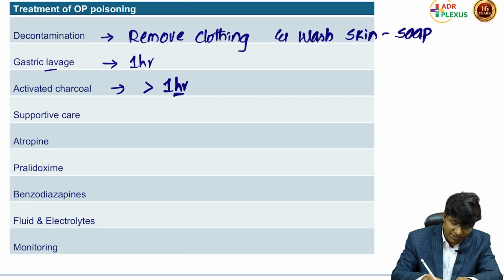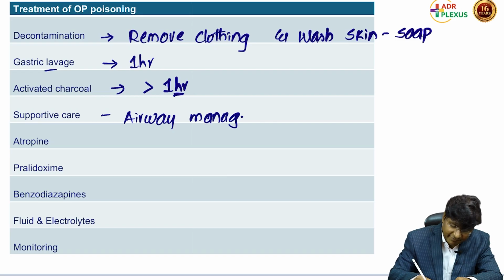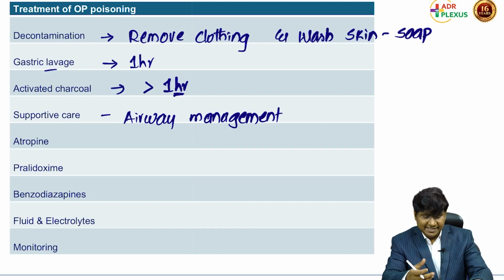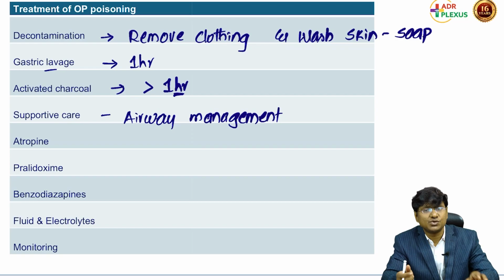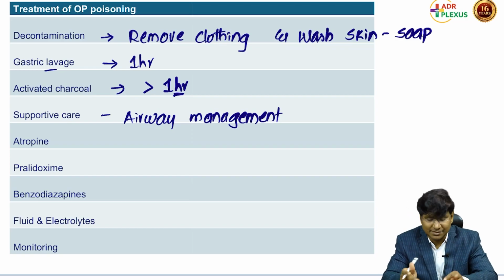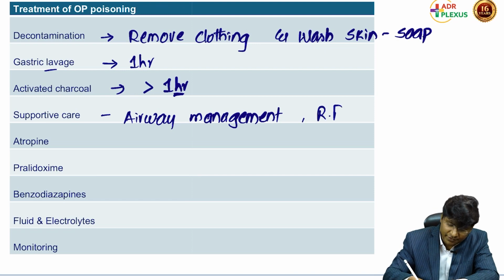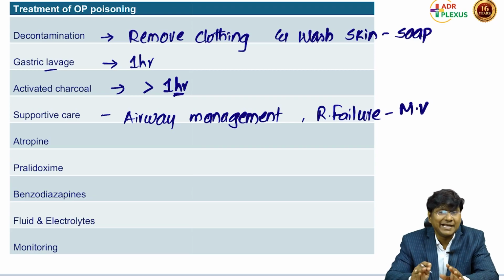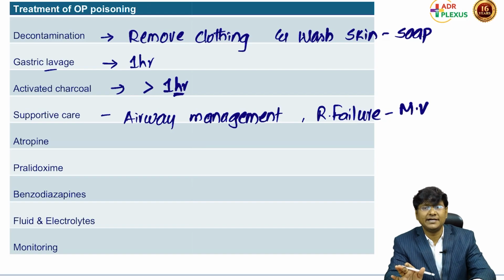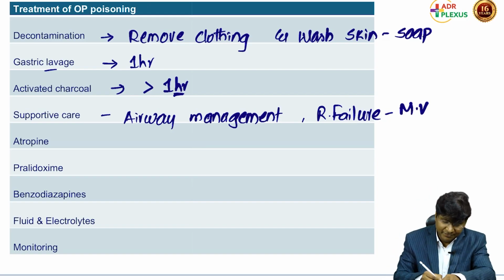Supportive care is important, because of the airway management. Now why is airway management important? Because these patients are having bronchorrhea. These patients are having bronchospasm. So that is the reason why the airway management is very important. So you need to ensure that the airway is patent and you need to provide oxygen. And once the individual goes into a state of respiratory failure, you need to put the patient on a mechanical ventilator, right? So if needed, the patient has to be placed on a mechanical ventilator if he develops respiratory failure.